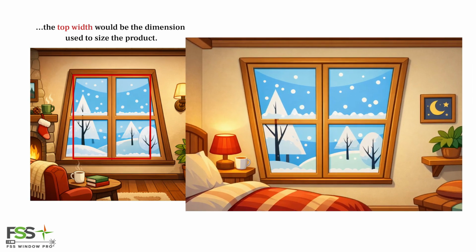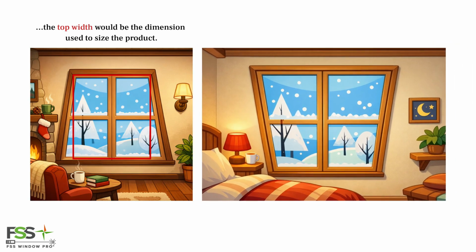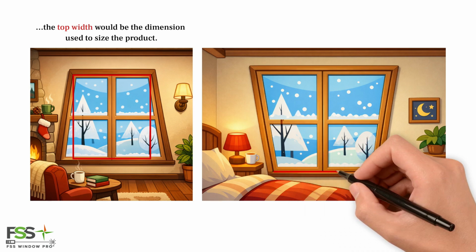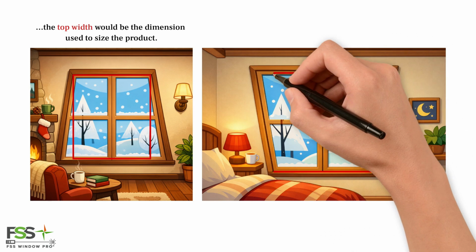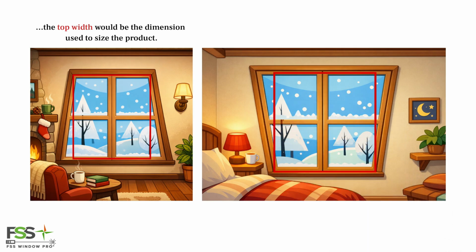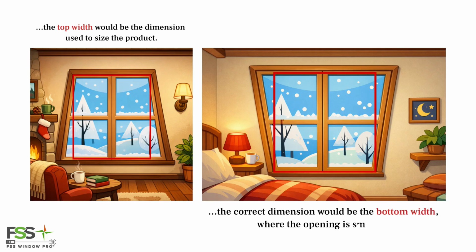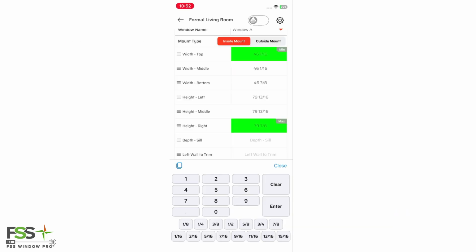Now consider the opposite scenario, a window that's wider at the top and narrower at the bottom. In this case, if you size the product using the top measurement, it might only travel a few inches before hitting the frame and binding. So the correct dimension would be the bottom width, where the opening is smallest. The highlighting inside the app makes these decisions very easy to see at a glance.